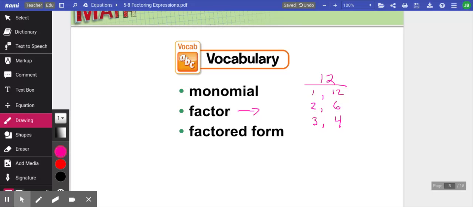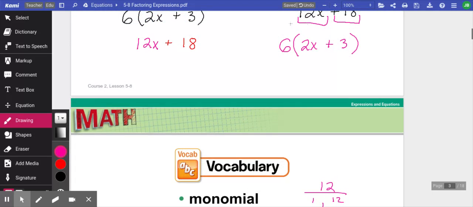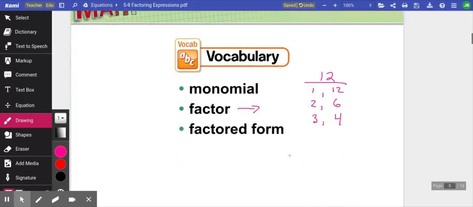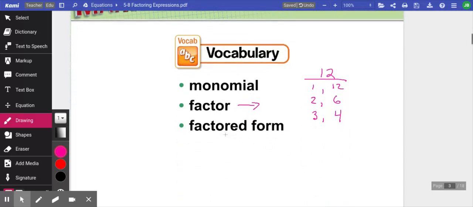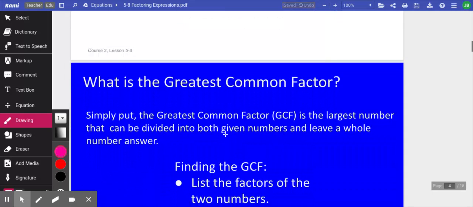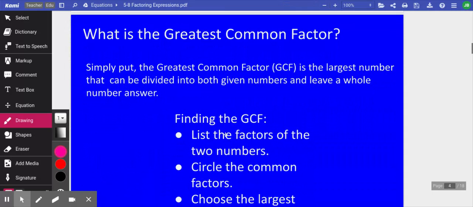All right. When we talk about factored form, that is just that last form, which looks like we're about to start the distributive property. That's what factored form is going to be. So what is the greatest common factor? Well, this is kind of what we learned when we first learned how to simplify fractions. Simply put, the greatest common factor is the largest number that can be divided into both of the given numbers and leave a whole number answer.